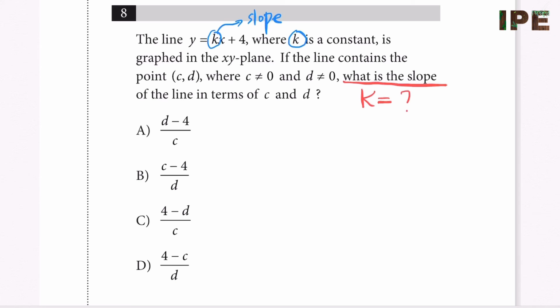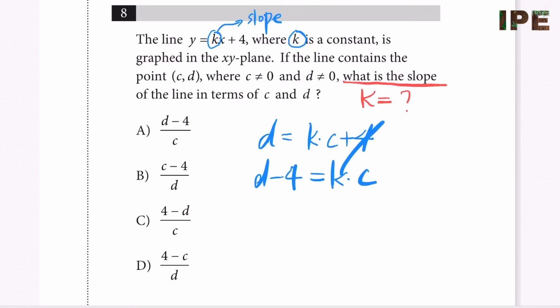And then, which point is on the line? (c, d). So x is c, y is d. So d equals k times c plus 4. And then solve this equation for k, because our goal is to find the slope, which is k in this equation, right? Subtract 4. So d minus 4 equals k times c. So what is k equals? d minus 4 over c.